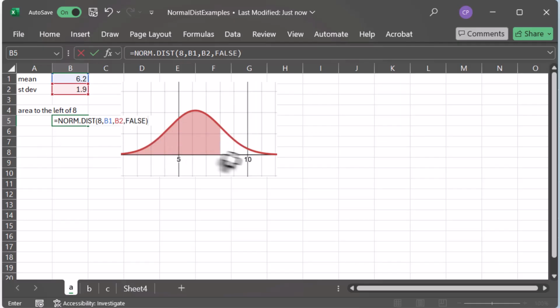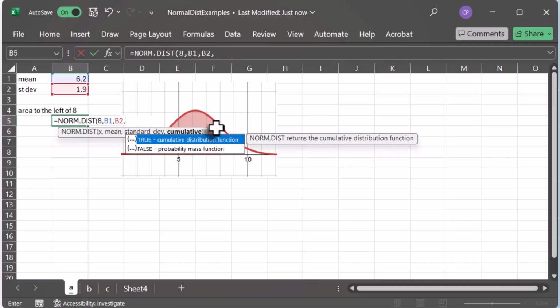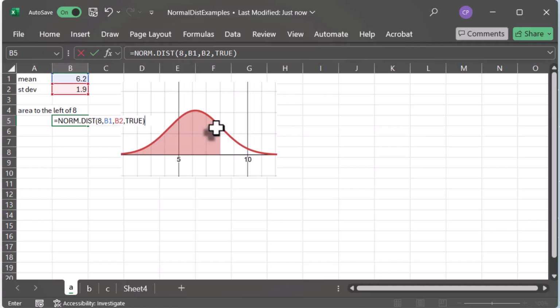what it will actually give you is the height of this probability density curve, the height of the normal distribution curve at 8. That doesn't really represent anything in terms of probability. It's not really useful to us in this class. You could use it if you were trying to graph the normal distribution curve or something like that. But for these types of problems, you're always going to be using true in that last input. Also, true is equivalent to any number besides 0, so you could just put 1 here or something like that, and it would do the same thing.